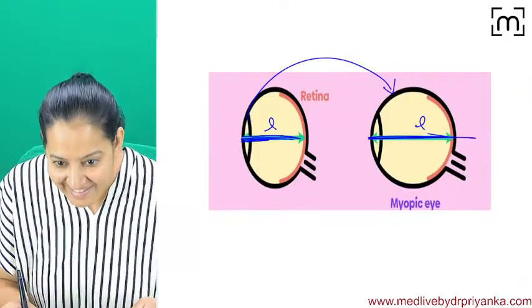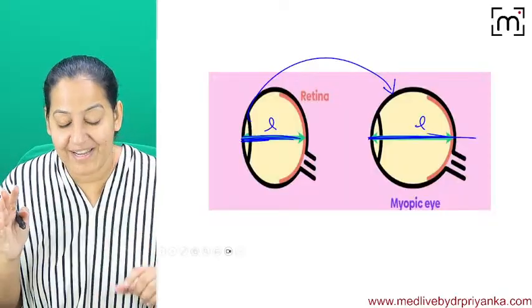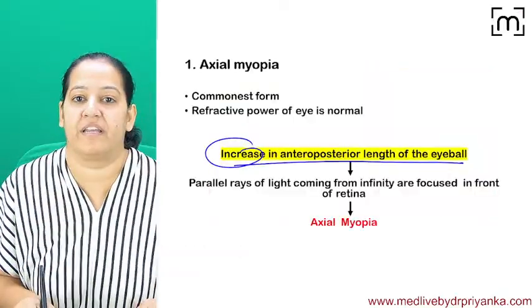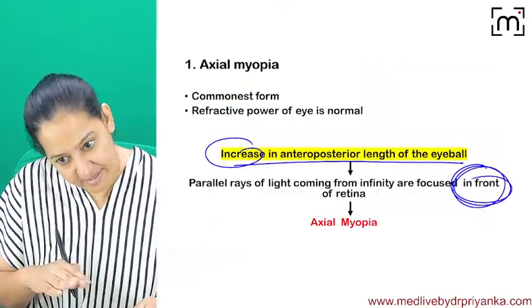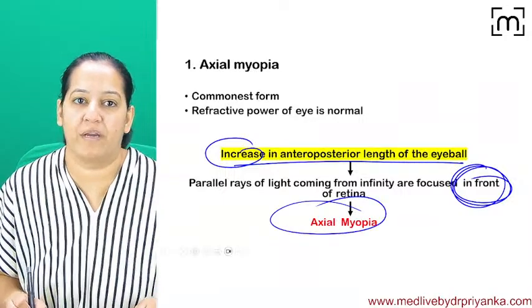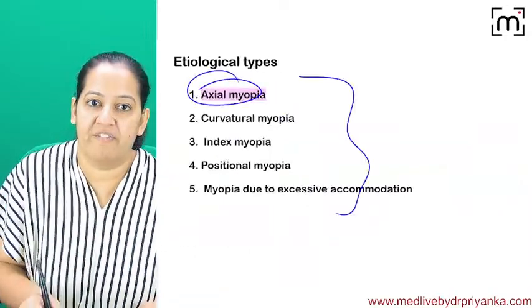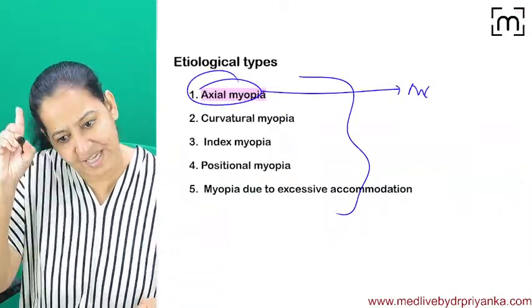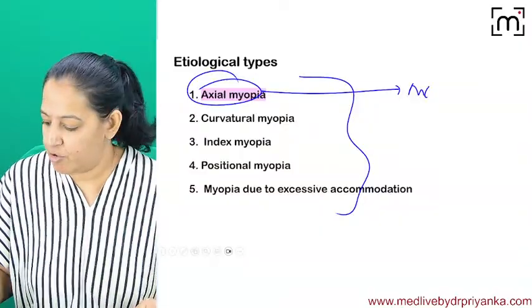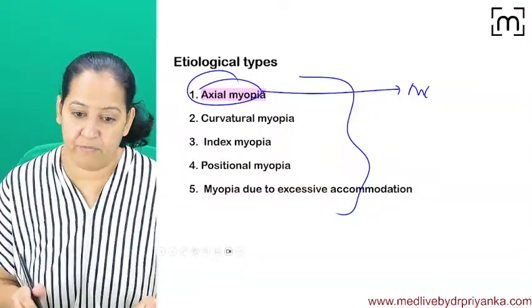Is it increased? Yes. Since the AP length is increased, the focus is in front of the retina instead of behind the retina, and that leads to axial myopia. It is the most common form among the 5. Among the 5, this one is the most common, same like hypermetropia. In hypermetropia also, the axial one was the most common.